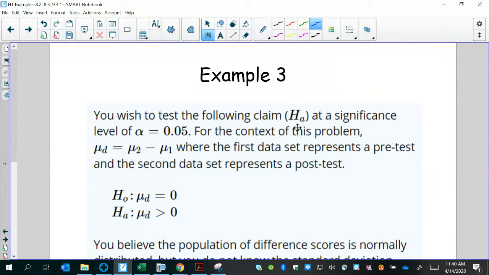You wish to test the following claim, H sub A. H sub A, remember, is another way of saying H sub 1, two different ways of referring to the alternative hypothesis, at a significance level alpha equals 0.05. For the context of this problem, mu sub D is the difference between two.